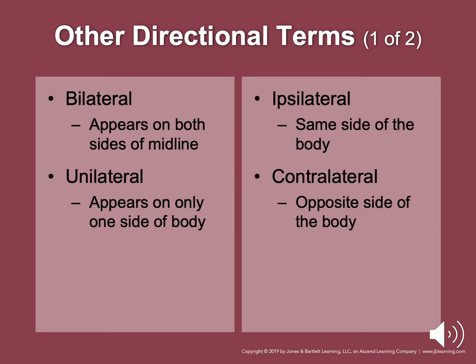Some other terms: bilateral appears on both sides of the midline. Unilateral appears only on one side of the body. Ipsilateral is the same side of the body. Contralateral is the opposite side of the body.